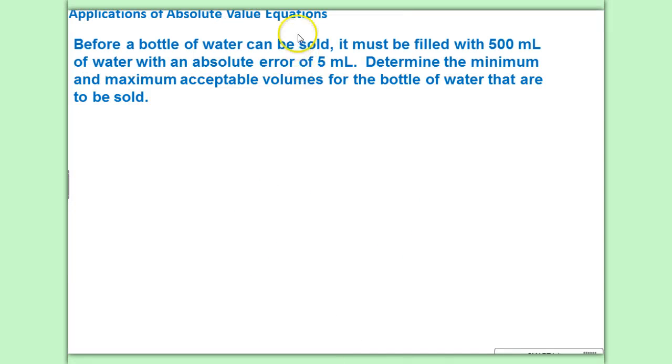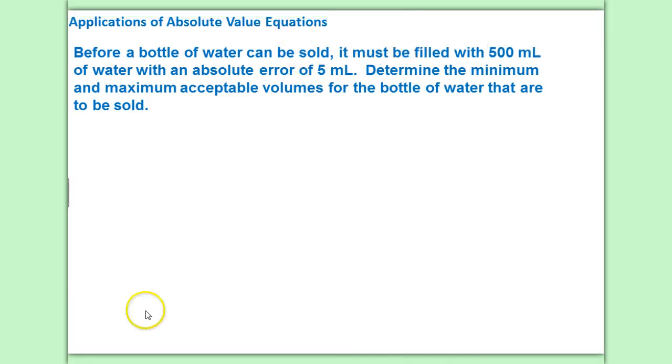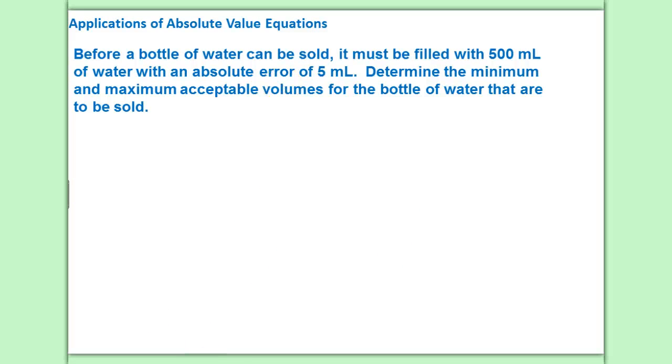All right, lastly, some applications. Before a bottle of water can be sold, it can be filled 500 milliliters plus or minus 5. What's the minimum and maximum? Kind of a common sense question that I'm sure you'd be able to do, but one way to solve it, if you wanted to make a formula, would be the total volume minus 500 is equal to 5. So the difference between the volume and 500 milliliters is within 5.